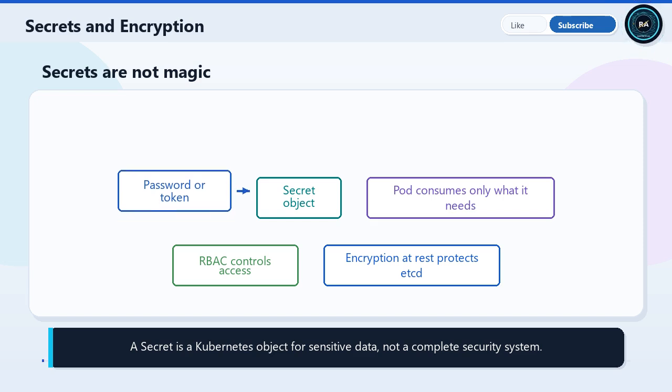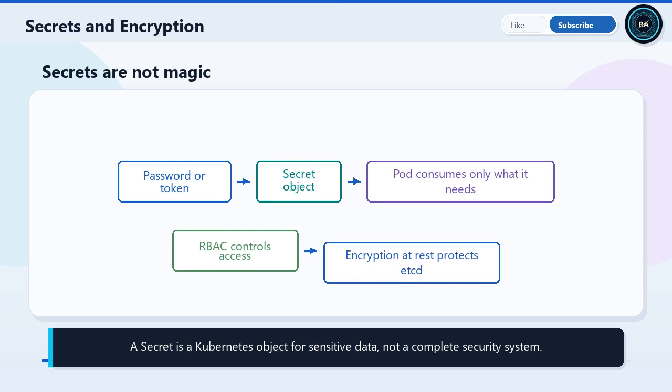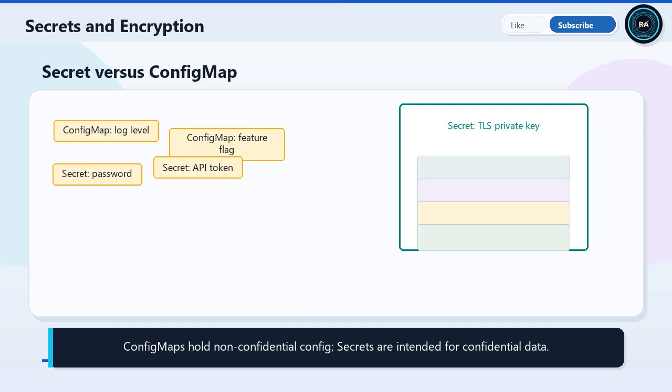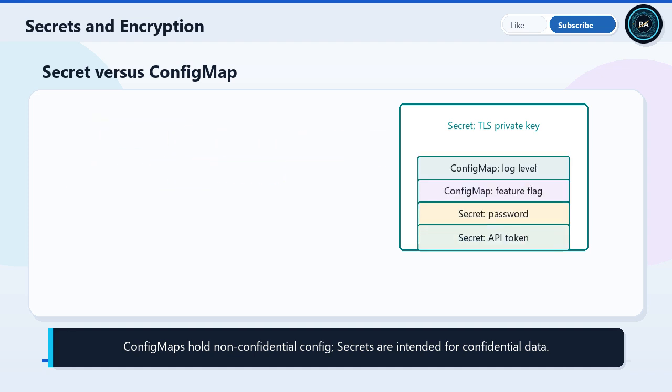Kubernetes secrets keep passwords and tokens out of pod specs and images, but they are not magic. You still need access control, careful consumption, and encryption at rest. Secrets are similar to ConfigMaps in shape, but their purpose is different. ConfigMaps are for non-confidential settings. Secrets are intended for passwords, tokens, keys, and credentials.